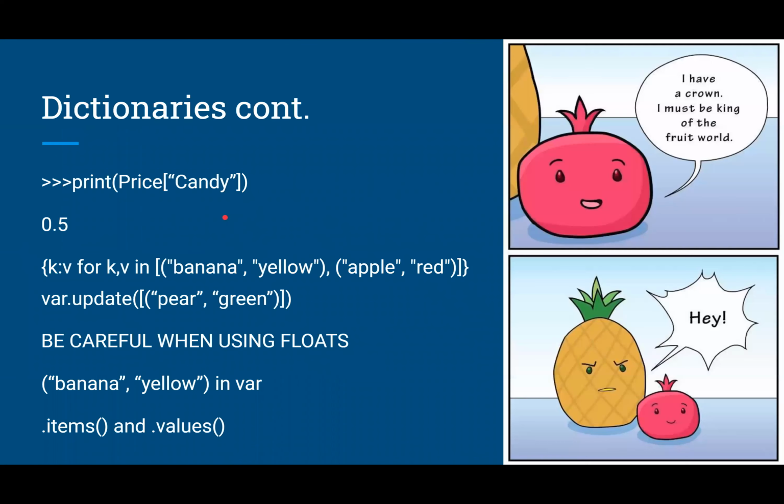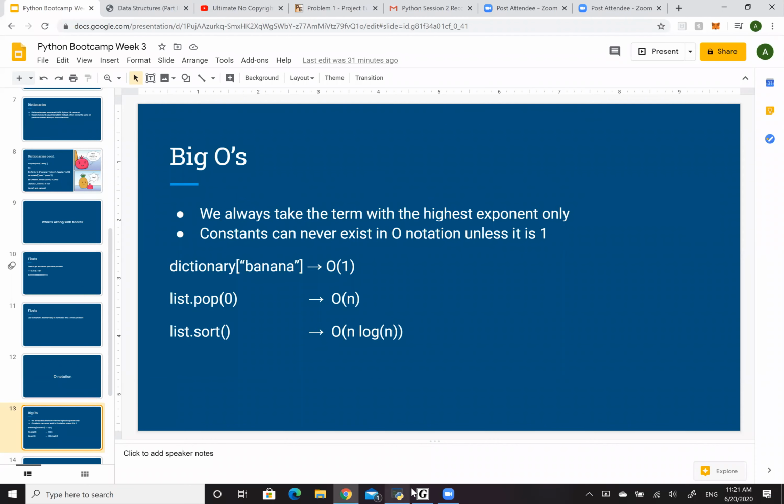So that's why it's O of 1. And in O notation, we only take the term with the highest exponent only. Constants can never exist in O notation unless it is 1. So both of these are really important things to keep in mind. So if I had maybe, let's say I had, actually I'll type it in here.